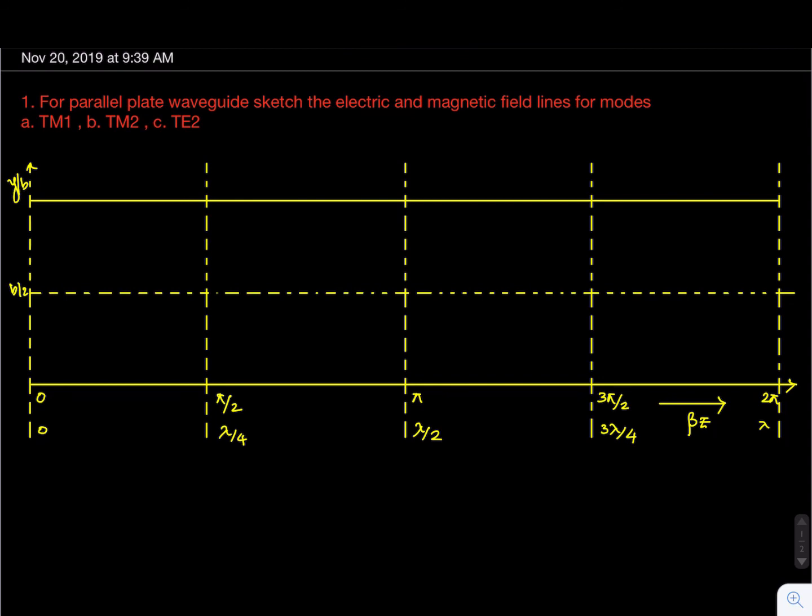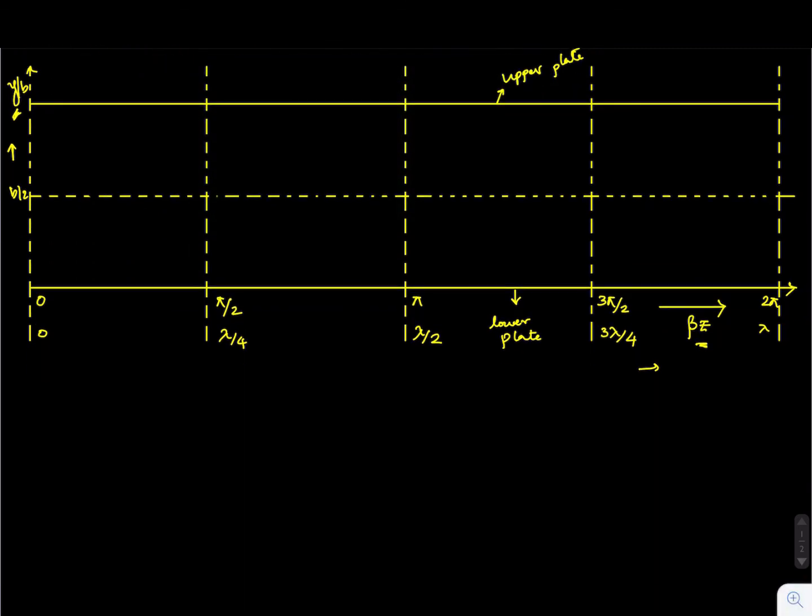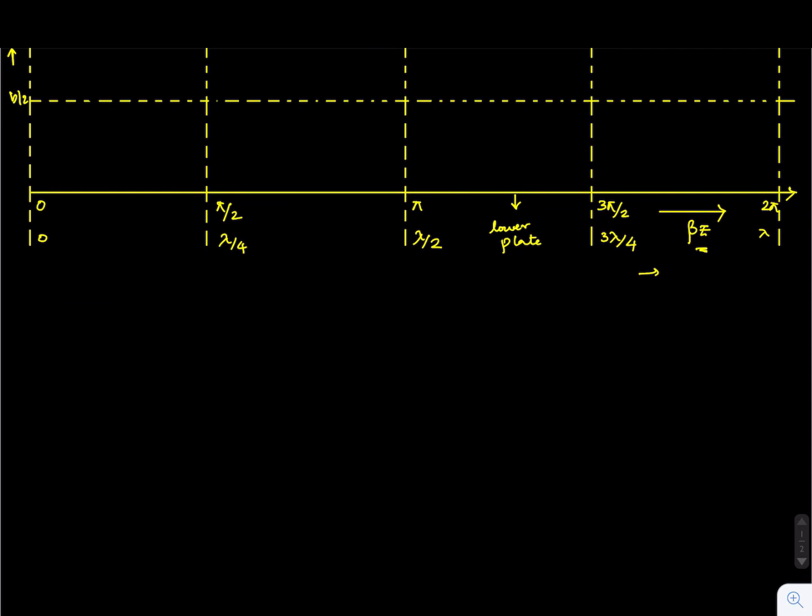How does this work? I've drawn here a parallel plate waveguide. So this is the upper plate and this is the lower plate. Now I've also marked the beta z here and the y by b here. So this is the y direction and this is the z direction. Now, how do you go about drawing it? You start by writing down the equations for the electric and magnetic fields. So what are the electric and magnetic fields?